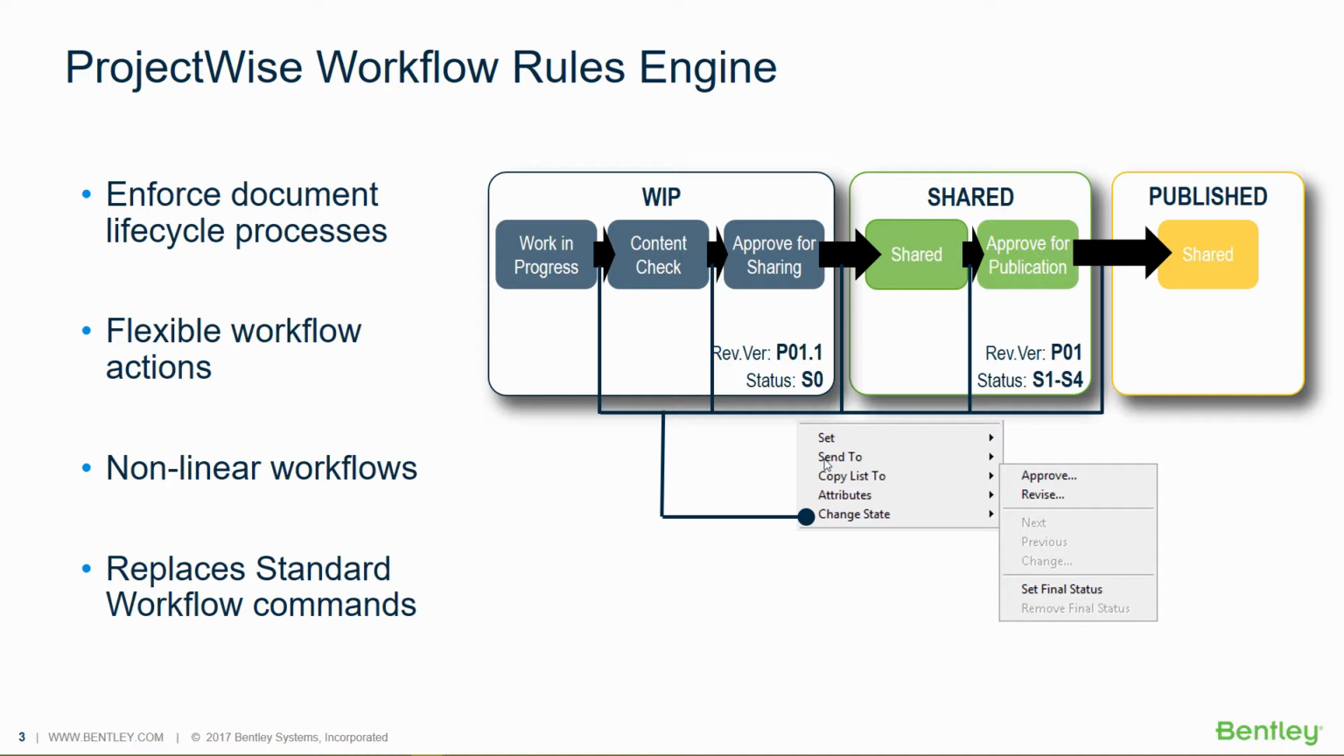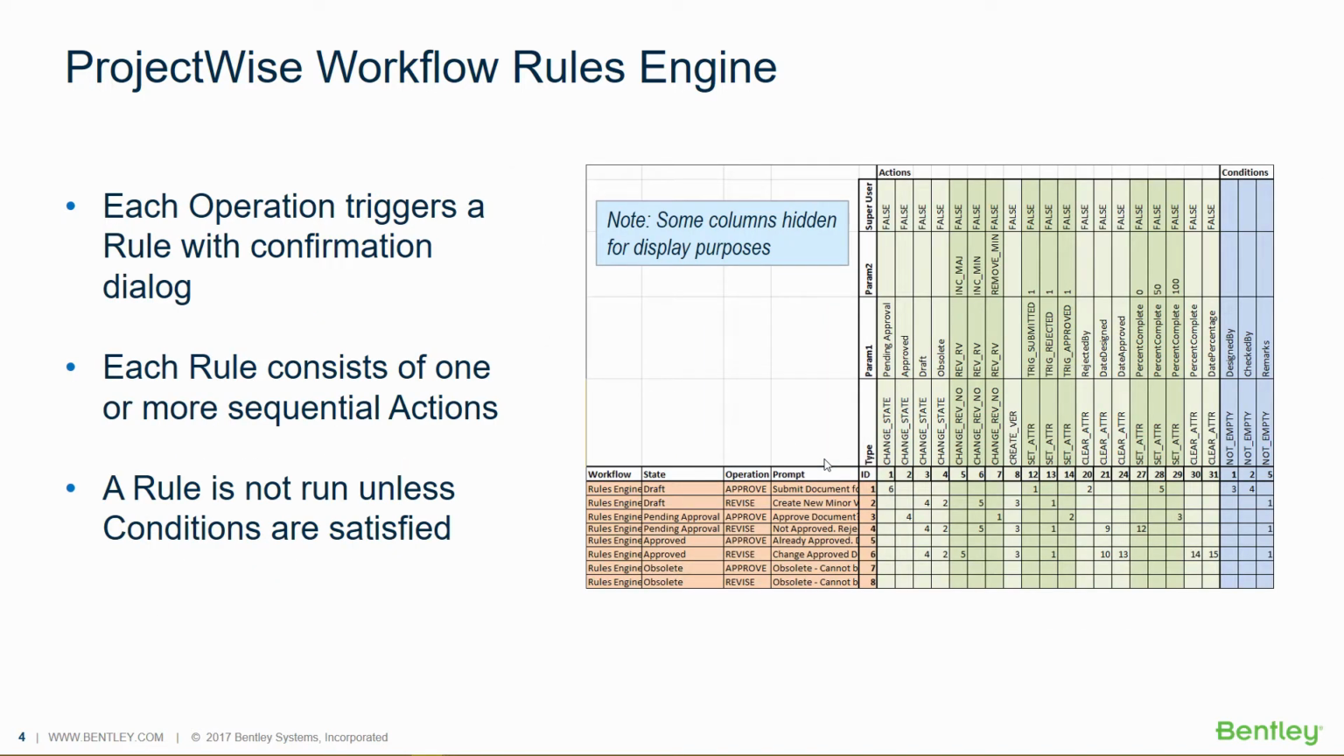It replaces the standard workflow commands and enables non-linear workflows. The diagram on the right gives you an example of a non-linear workflow. This one is specific to the BS 1192 template. Each operation triggers a rule with a confirmation dialog. When the user hits the Approve button, a dialog will pop up and say, "Is this what you want to do?" Each rule consists of one or more sequential actions, and a rule is not run unless conditions are satisfied.